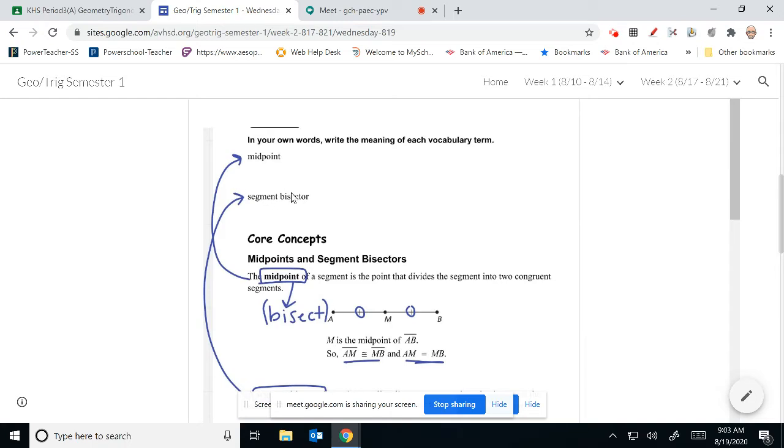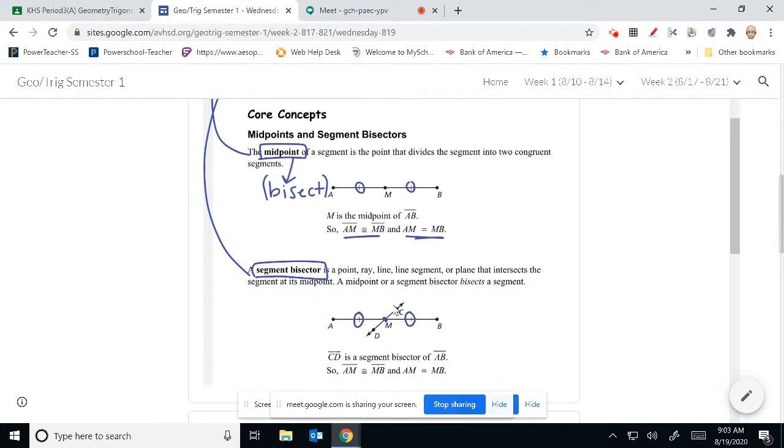A segment bisector is any shape that we want it to be. It could be a point, a ray, a line segment, a plane, but the bisector part means it has to go through the midpoint. It has to cut the segment in half. So whatever shape we decide it to be, a point, a ray, a line segment, or a plane, it has to go through the M. It has to go through the midpoint to be a segment bisector.